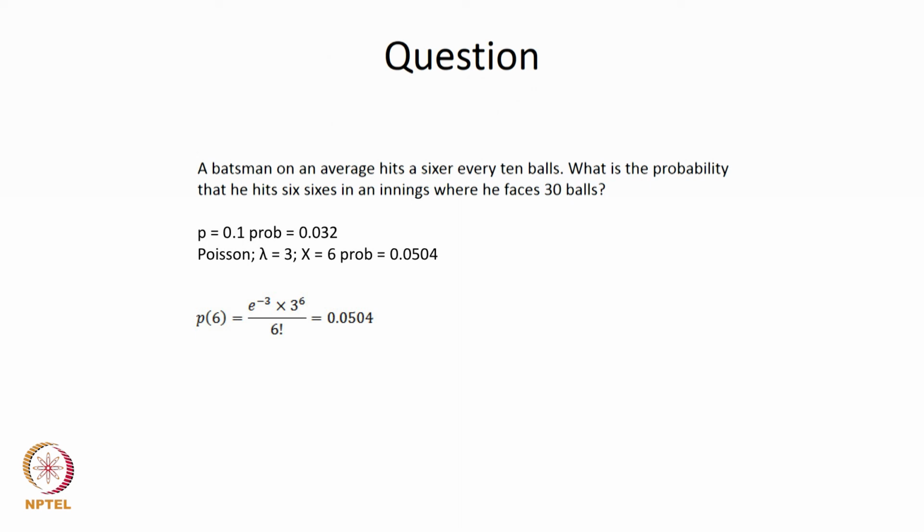So with this we complete our discussion on binomial and Poisson models, and in the next lecture we would look at the normal distribution, and with that we would summarize the course and wind up the course after we study normal distribution.